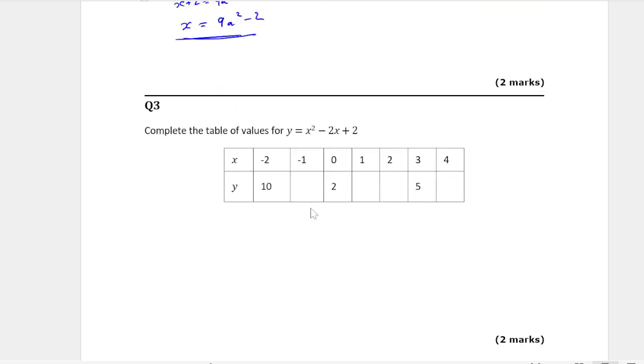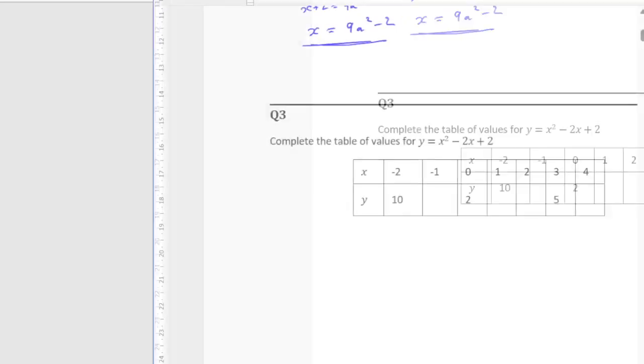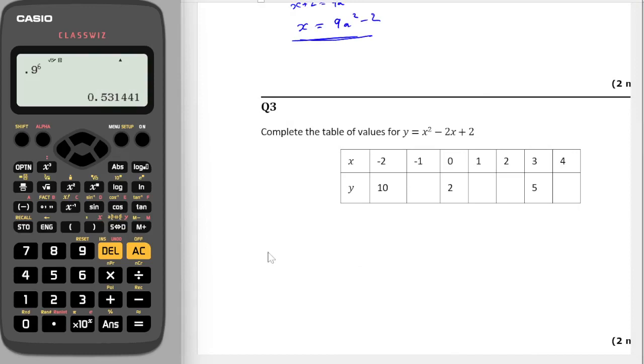Right, question 3. Complete the table of values. I'm going to use the table function on my calculator for this. To do that, I go menu, and I want the third mode, so 3, and then I want to type in the function of x. So this is kind of f of x means y in this case. So I'm going to go shift x squared minus 2x plus 2. So that's the function that I'm going to be looking for.